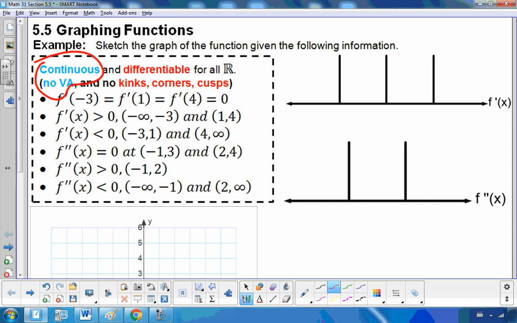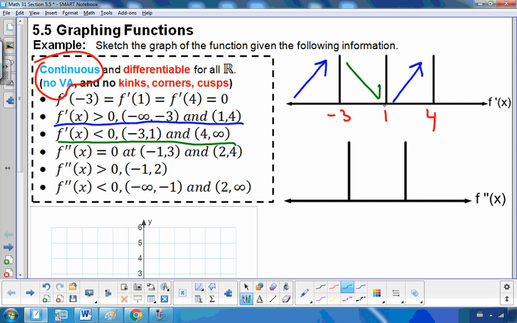Now, it's giving us information on the first and the second derivative, and that will be enough for us to graph everything. So the first derivative is 0 at -3, 1, and 4. So that means that I'm going to expect to see a max or a min at any of those points. To know whether there's a max or a min, I need to go to intervals of increase and decrease. So here it says that the first derivative is positive, meaning increasing from -infinity to -3 and between 1 and 4. It is decreasing because it's less than 0 in between -3 and 1 and 4 to positive infinity.